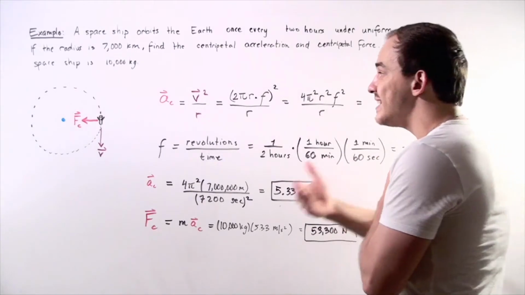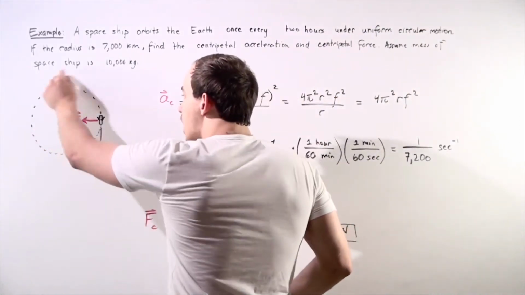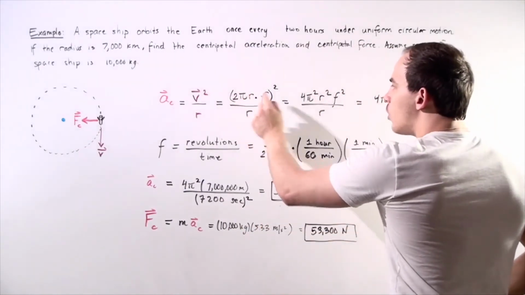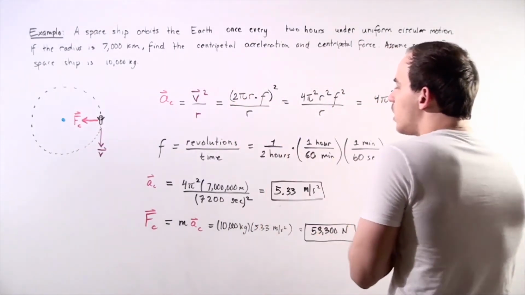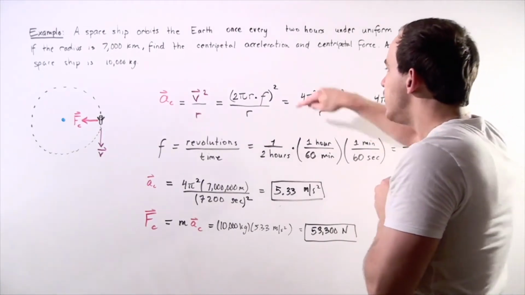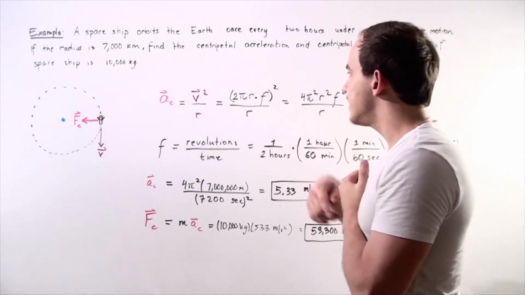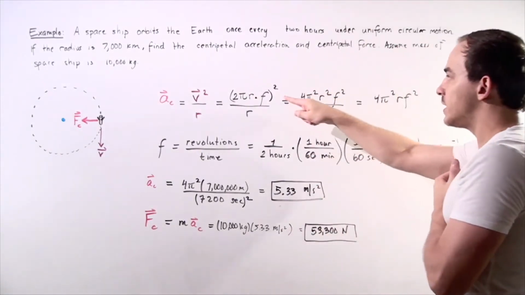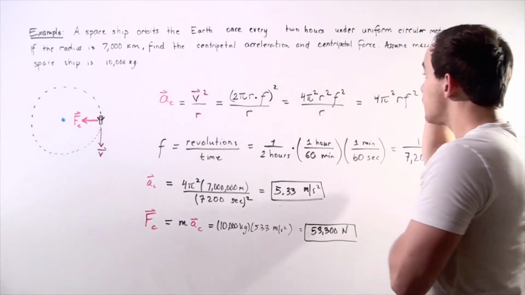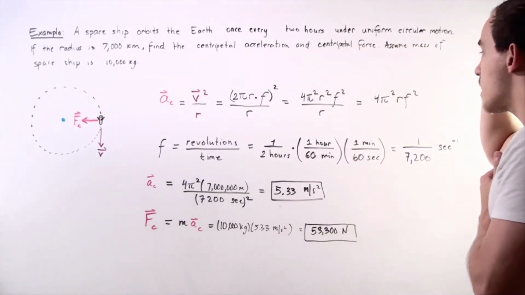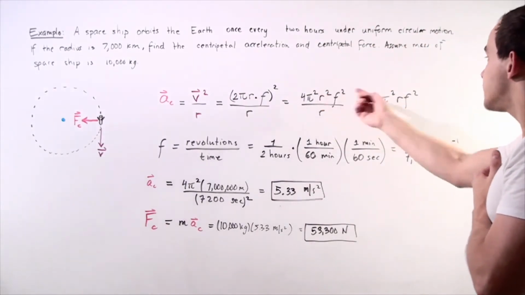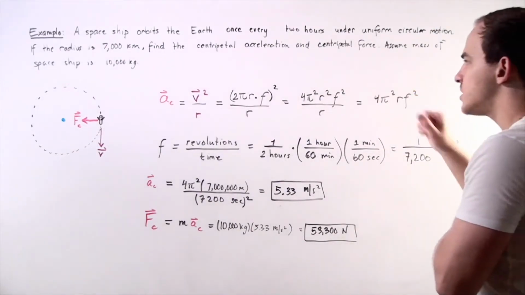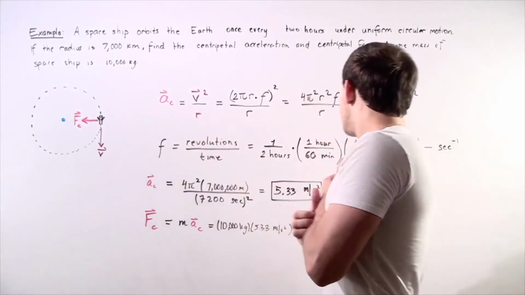Velocity is equal to the circumference of our circle multiplied by the frequency, so 2 pi r multiplied by f, where 2 pi r is our circumference. And we have to square this because our velocity is squared. So we square every term, and we get 4, because 2 times 2 is 4, pi squared, r squared, f squared, where r squared divided by r simply becomes r. So this is the equation that we want to use to find our acceleration.